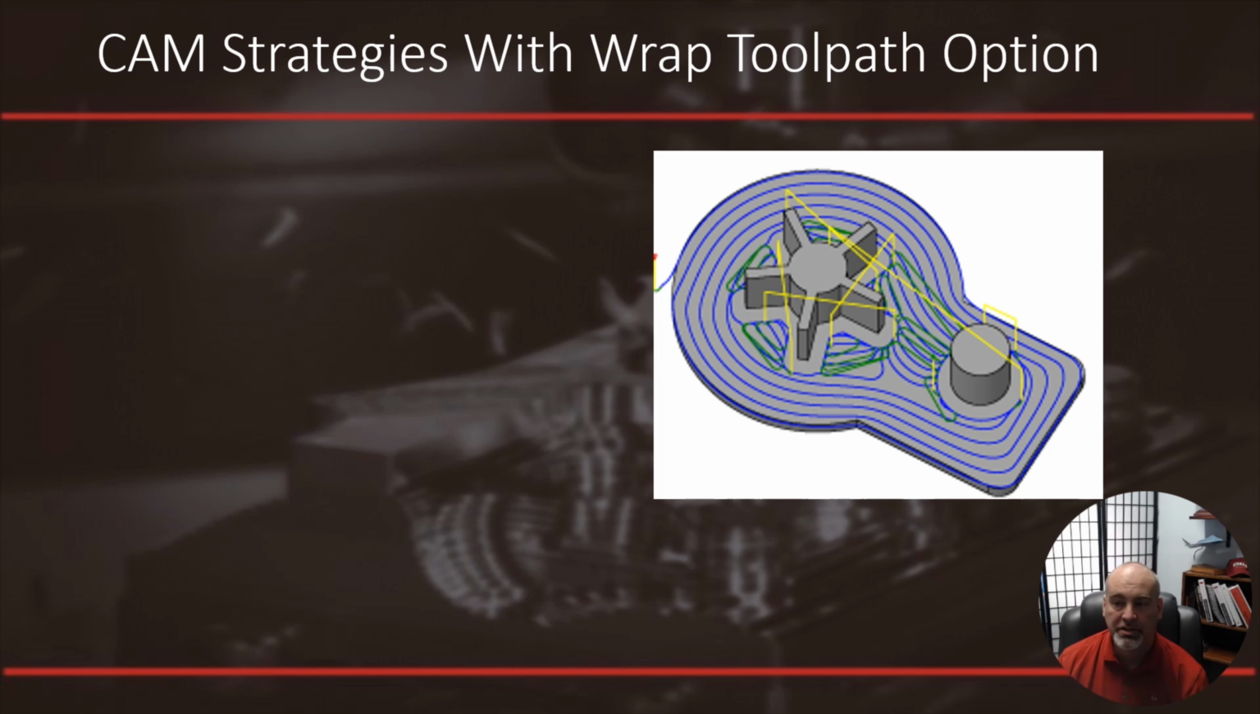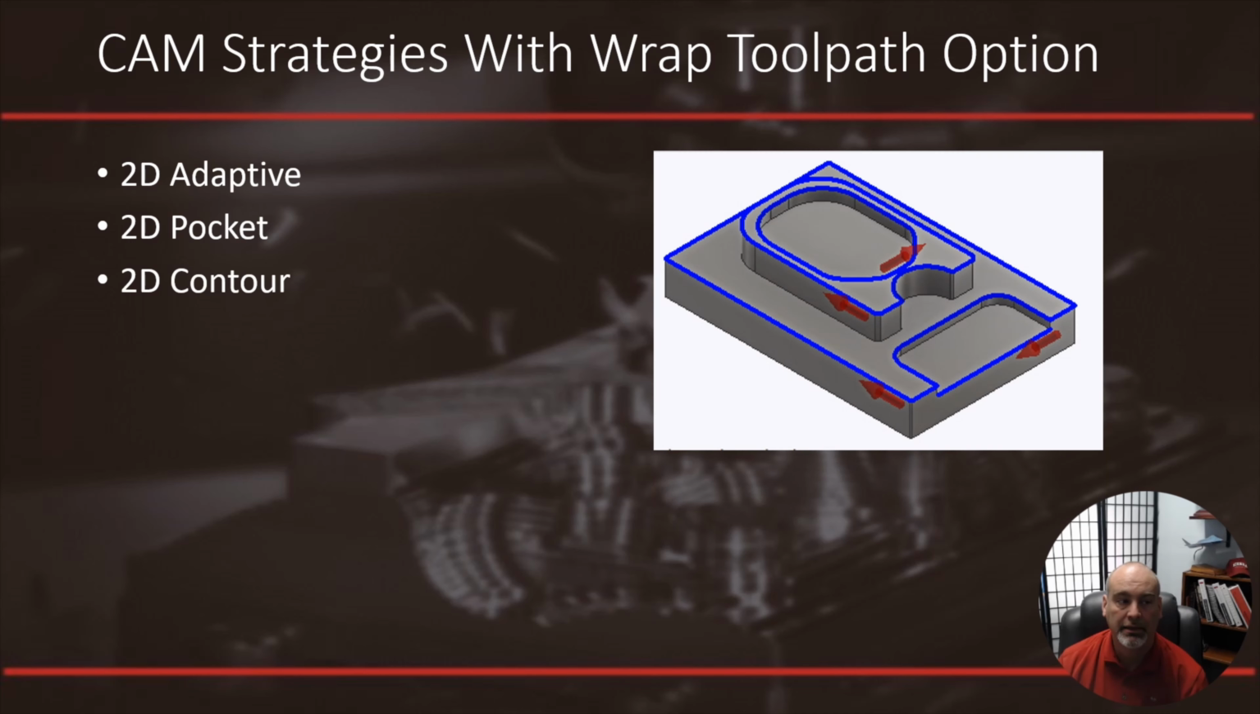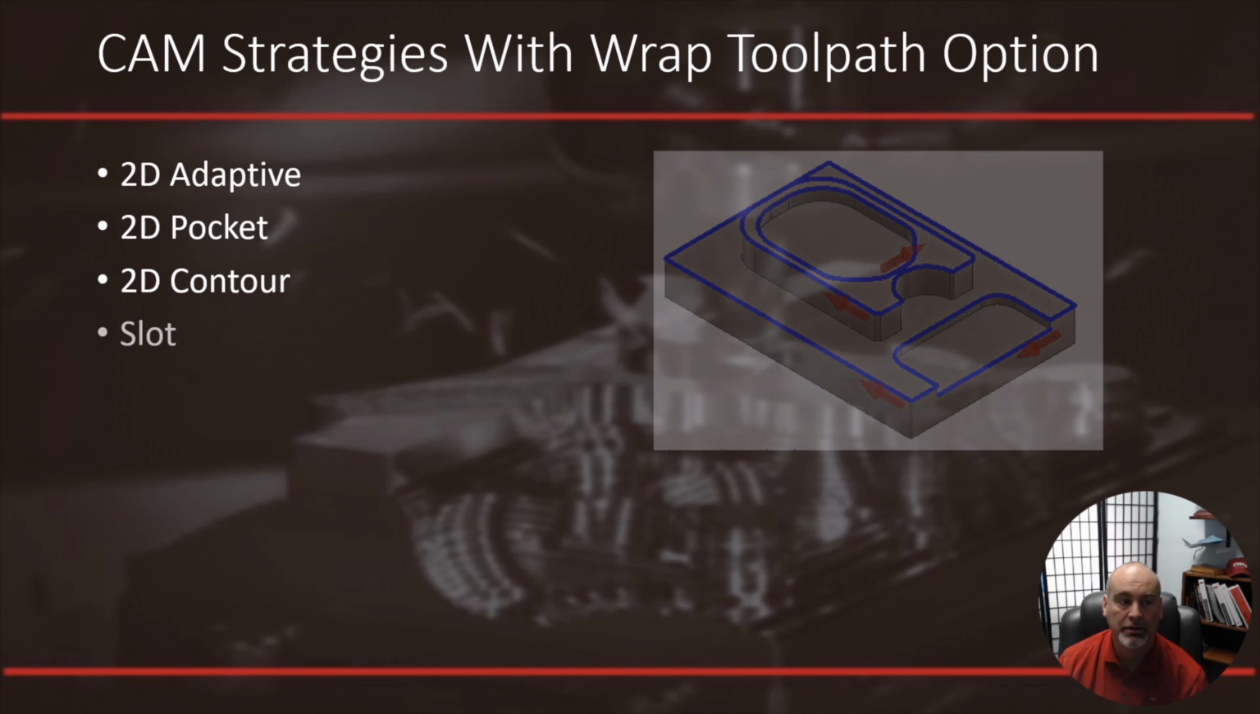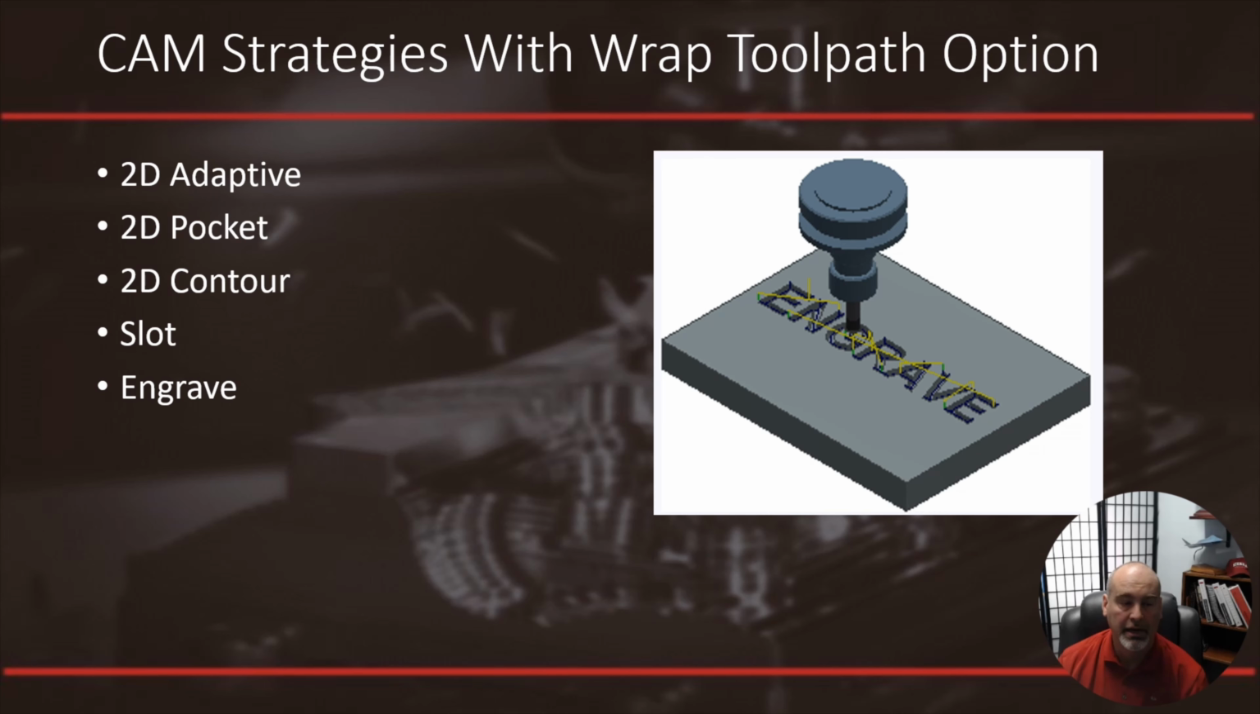Cam strategies that include the toolpath option under 3-axis are 2D adaptive, 2D pocket, 2D contour, slot, and engrave commands. So all 5 of these commands can be wrapped around a cylinder using the wrap function.